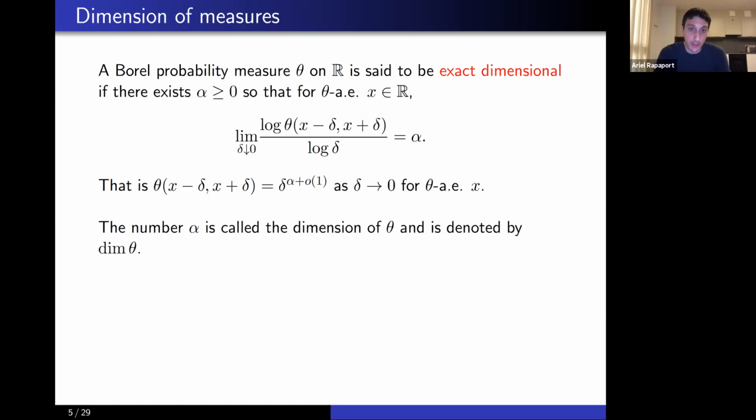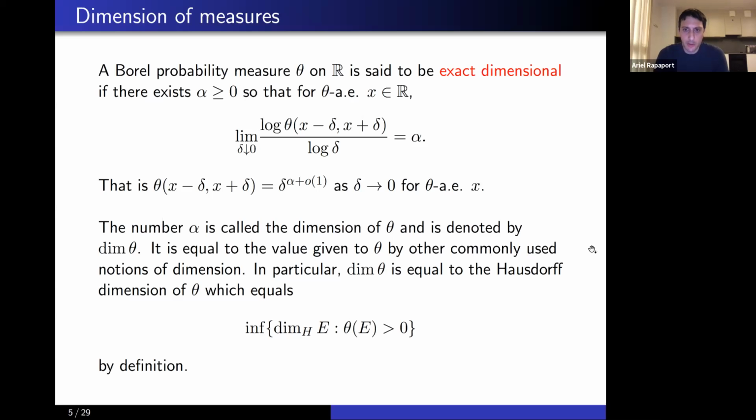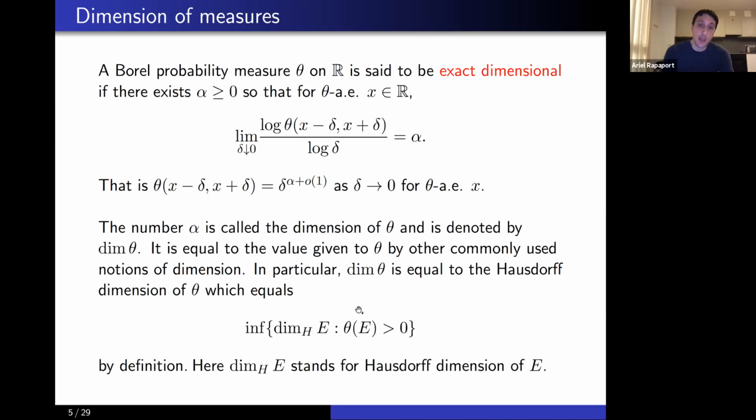So this number alpha, when it exists, is called the dimension of theta and is denoted by dim theta. And it is equal to the value given to theta by other commonly used notions of dimension. There are many notions of dimension of measures, and most of them are equal to this number dim theta whenever it exists. In particular, this number is equal to the Hausdorff dimension of theta, which equals this quantity by definition. So the Hausdorff dimension of theta is defined to be the infimum of the Hausdorff dimension of all of the Borel subsets of the real line for which theta gives a positive mass.